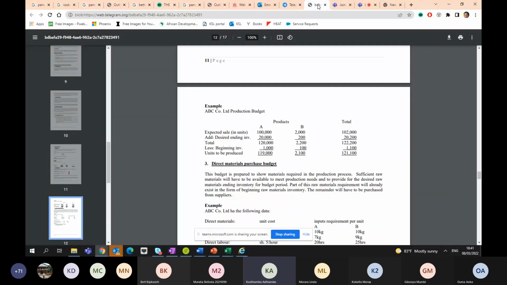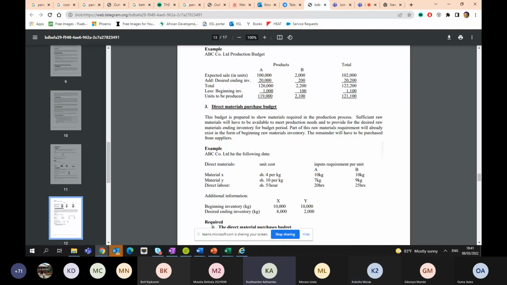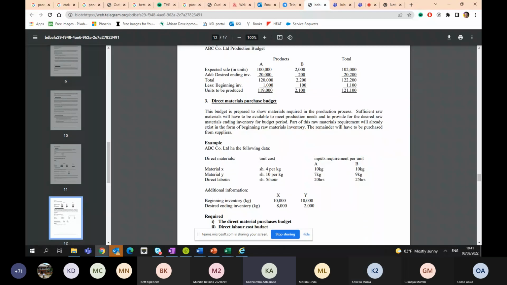Like you already have this, so you don't have to produce it, the 1,000. So you already have 1,000 of the 120,000. So what do you need to produce? Just the 119,000. Is it better? Yes, thank you. Okay. So we're going to move still based on that budget.